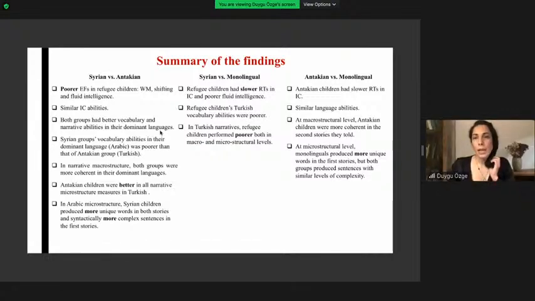Yes, but again, bilinguals have been shown to have better theory of mind abilities in several previous studies. But of course, we didn't test theory of mind with a specific task here.